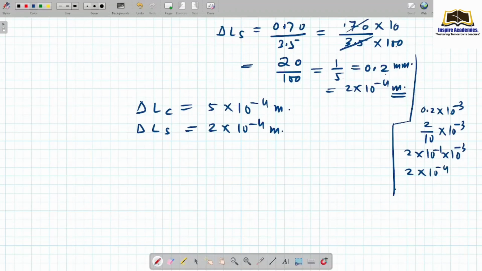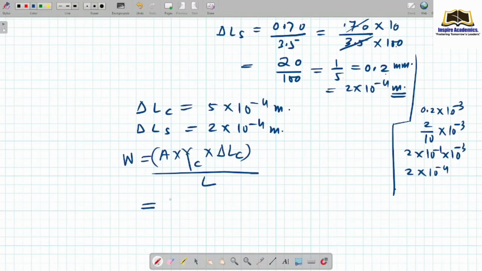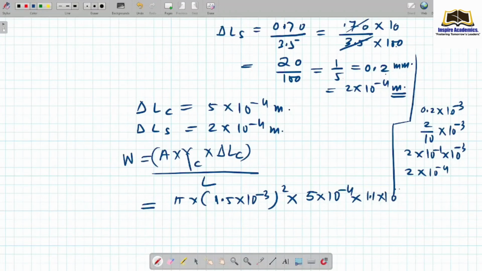So that way you can easily get your W. So W will be 8 times YC times delta LC upon L. यहाँ से आप निकाल पाएंगे पाई टाइम्स आपका रेडियस क्या था 1.5 टाइम्स 10 टू द पावर -3 का स्क्वायर पाई आर स्क्वायर हो गया मल्टीप्लाइड बाई 5 टाइम्स 10 टू द पावर -4 टाइम्स 1.1 इंटू 10 टू द पावर 11. सो ये सारा पैरामीटर हमने इसमें लिख दिया एंड डिवाइडेड बाई एल से डिवाइड कर दो.